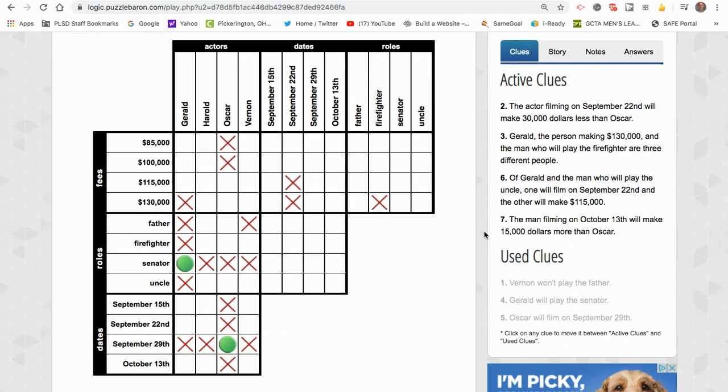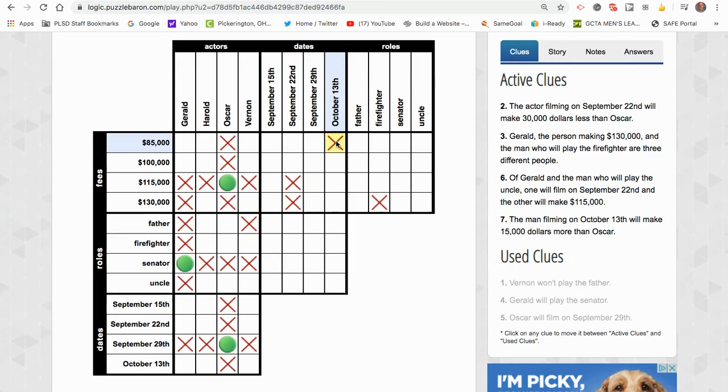The last one is the man filming on October 13th will make $15,000 more than Oscar. So we know that Oscar is not October 13th, and we've proven that here. We've already figured that one out. But we know that person will make 15,000 less than Oscar. So Oscar can't be the bottom one, which we've already established. I'm sorry, he'll make 15,000 more. So that means that Oscar can't be the top one, because otherwise that person has nowhere to go. So now we've eliminated that. That means that Oscar is there. It also tells us that the person on October 13th can't be the least.